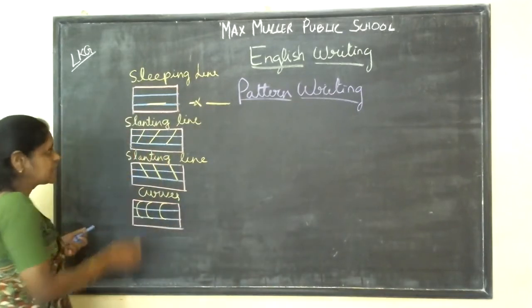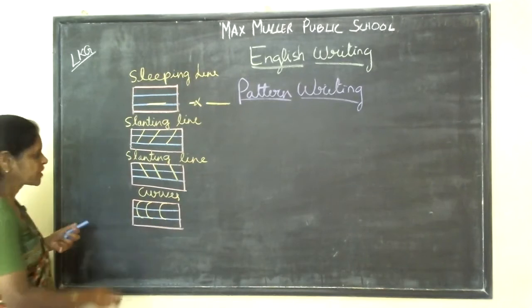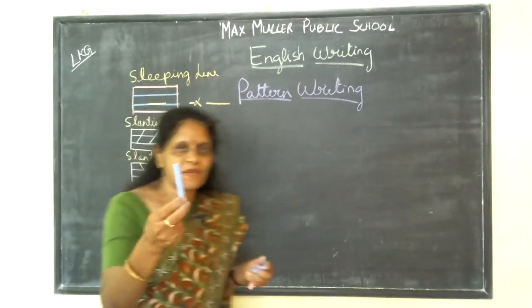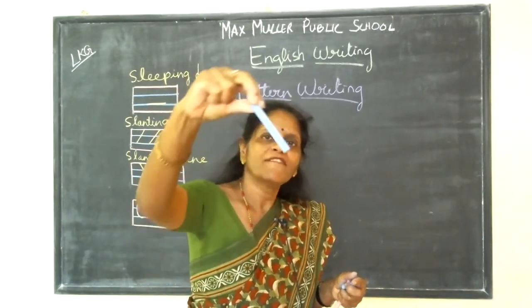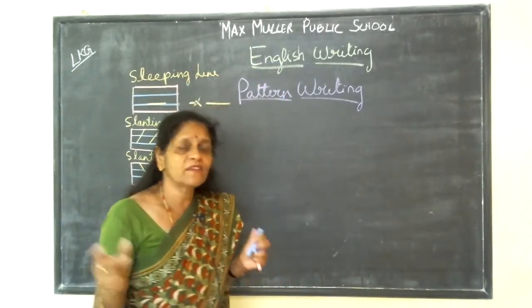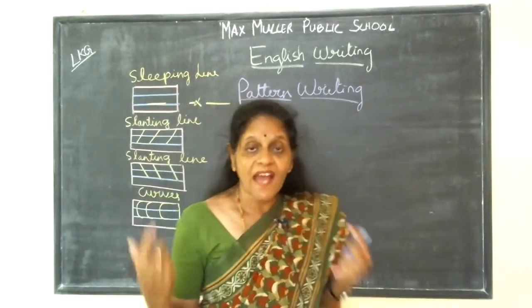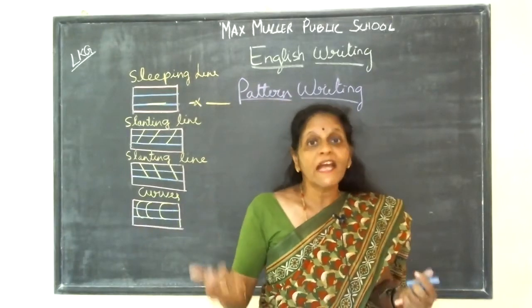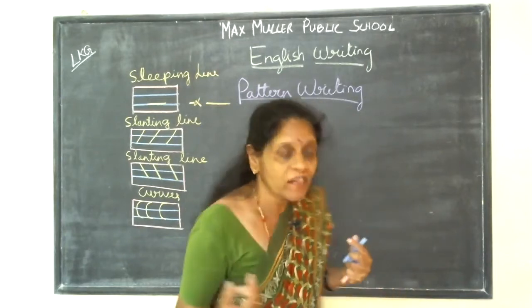Next is slanting line. This is also slanting line. Suppose this is sleeping line. So if you bend like this, it is slanting line. If you bend like this, it is slanting line. Okay, children, you have to learn fast the pattern writing. Then I can start with the alphabets. You will enjoy writing alphabets, right? Capital A, small a. Okay, children.